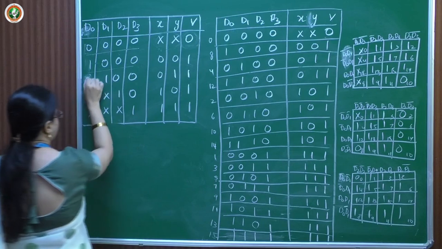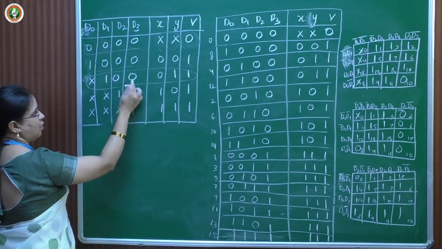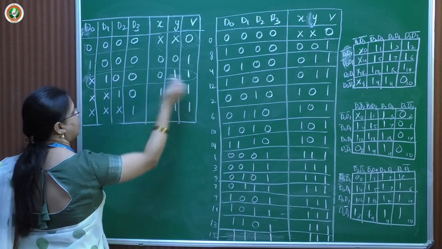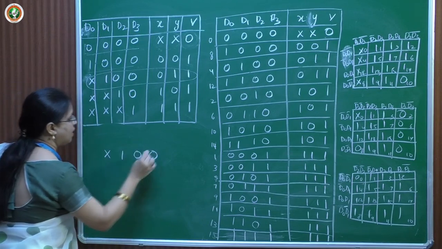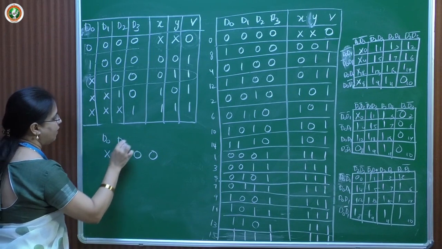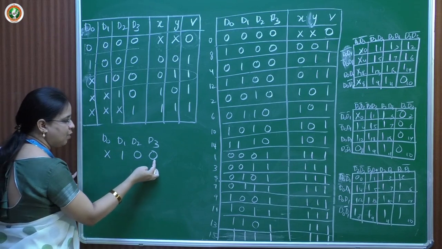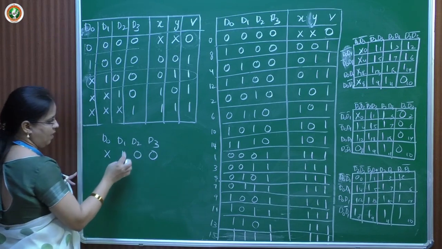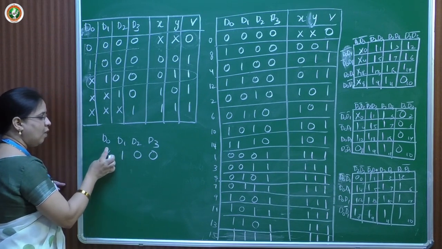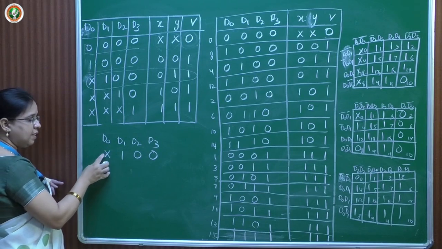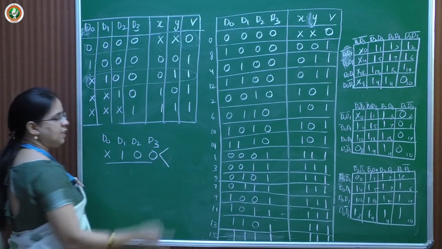So now check this third row. They are saying X100, what should be the output? 011. So that means what are they saying? X100. That means D0, D1, D2, D3. The values of D2 and D3 should be 0 only, and the value of D1 should be 1. The value of D0 can be anything. It can be either 0 or 1.